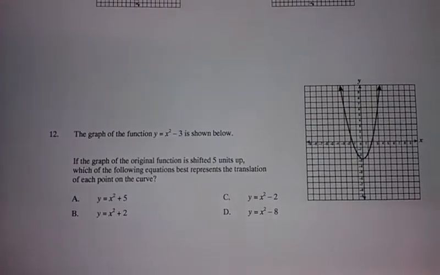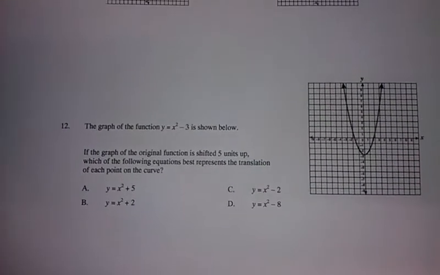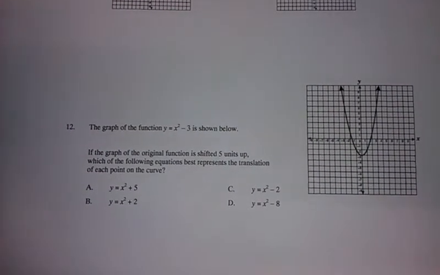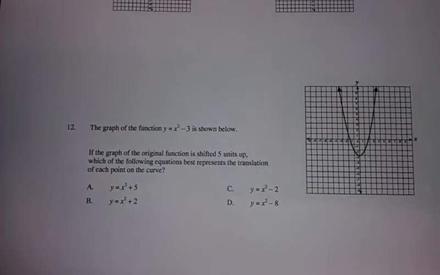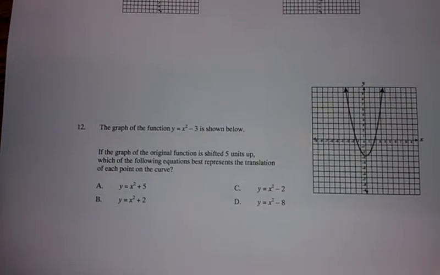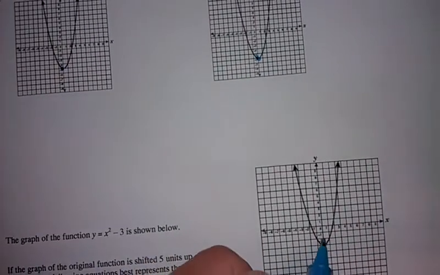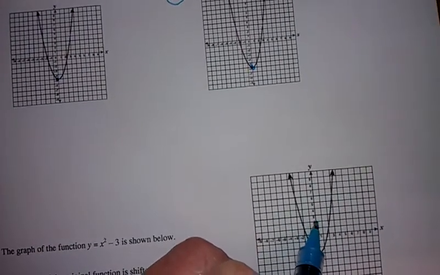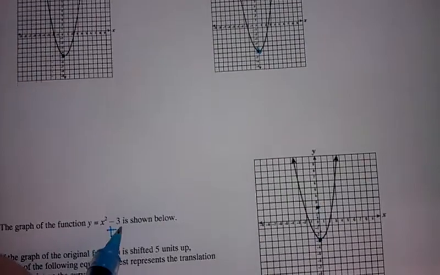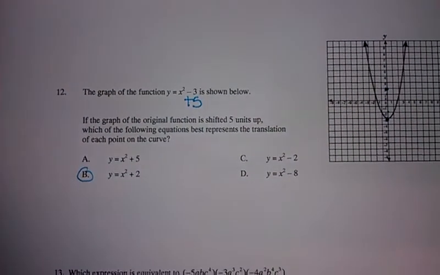Next one says the graph of the function y equals x squared minus 3 is shown below. If the graph of the original function is shifted 5 units up, which of the following equations best represents the translation of each point on the curve? Well, I start here and I translate it up 5. 1, 2, 3, 4, 5. I'm at plus 2. I also know that if I add 5 right here, I'm going to come up with a positive 2, which gives me B for my answer.